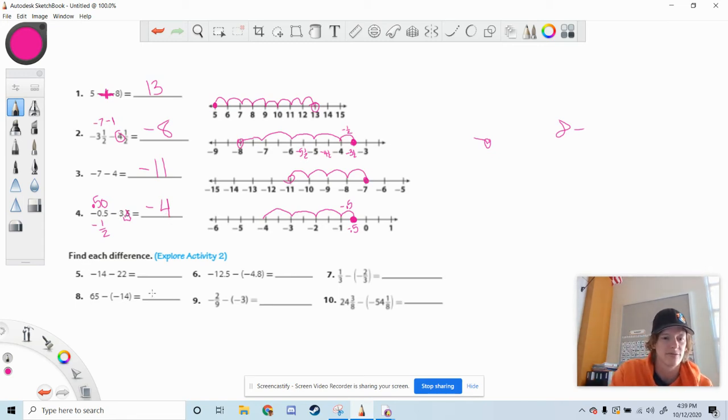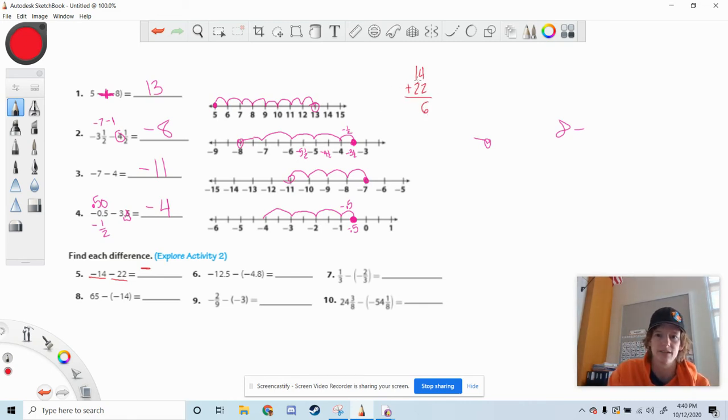Okay, look at number 5. Number 5, I have 14 reds, and I have 22 more reds. So that should tell me right now, I know my answer has to be negative. I know it has to be negative. So then I just need to do 14 plus 22 and find out how many reds I have.